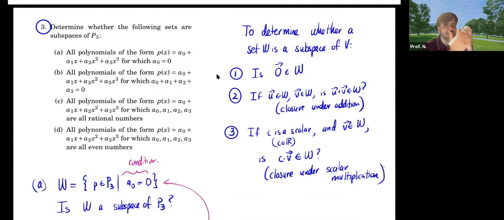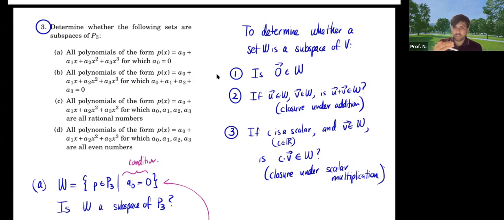Well, the first thing is: is the 0 vector in this set, or the 0 polynomial? Usually that's the easiest one to show. It is, right? Because if you get the polynomial that's all zeros, then of course they all add up to 0, don't they? So that's easy. What if I have two polynomials whose coefficients add up to 0? What happens when I add those polynomials together? Will the result still have coefficients that add up to 0?